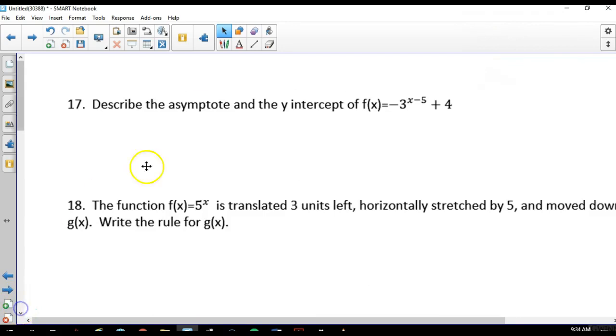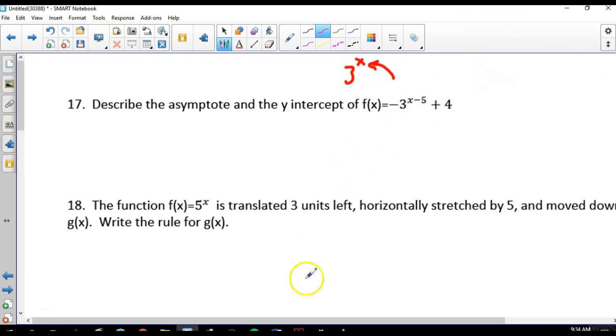Okay. So right here, it says describe the asymptote and the y-intercept of this function. Well, cool. This is an exponential function, guys, obviously, because you have the exponent, and the exponent is a variable x. All right, this is an exponential. Now, what I'm going to do is graph this first. I want you guys to see it in the calculator, and then I'm going to explain.